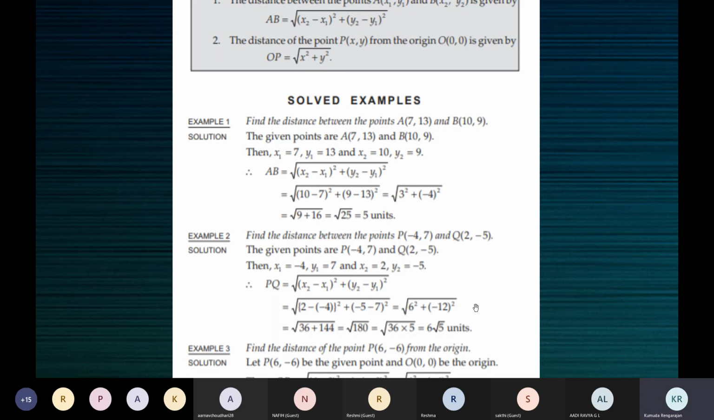What's the distance from the origin? Root of? Root of 72, ma'am. Root 72, which is nothing but? Six root 2, ma'am. 6 root 2.